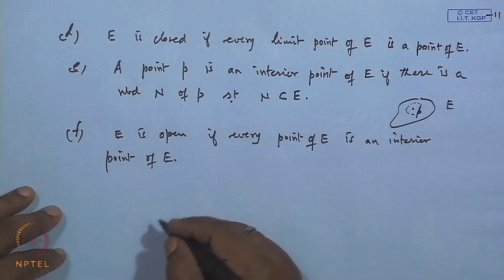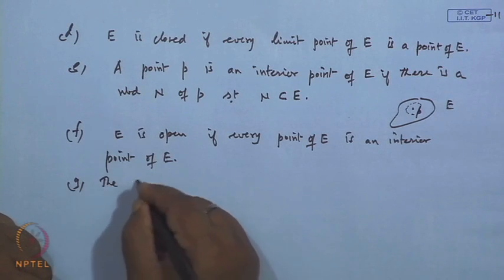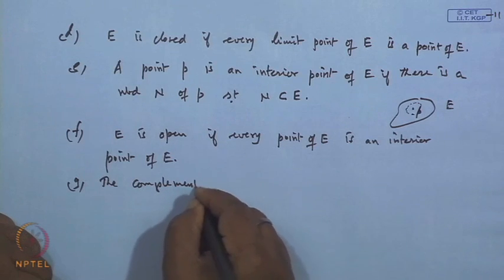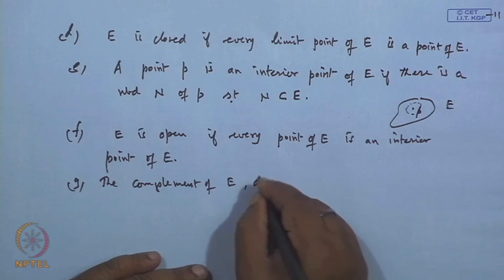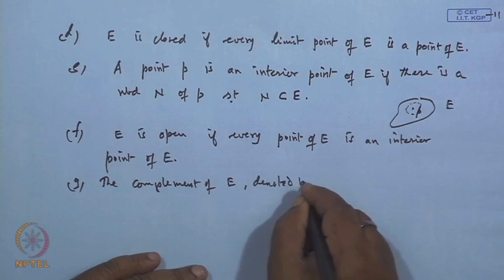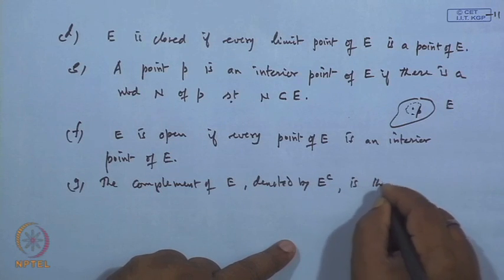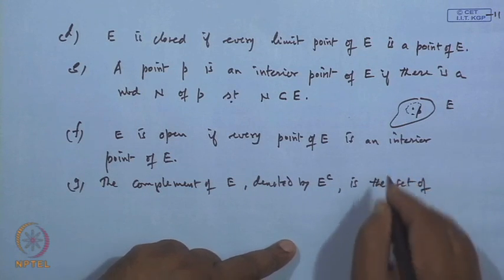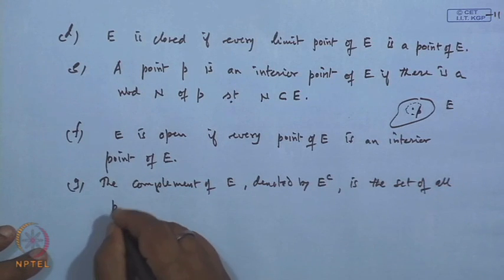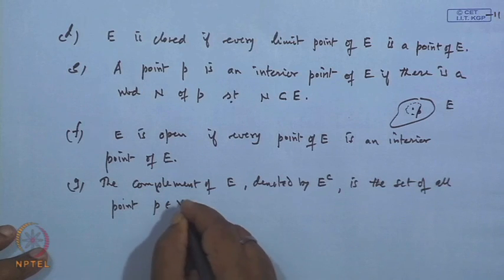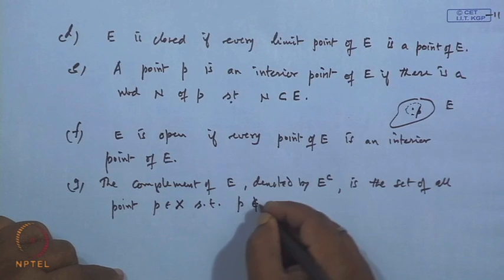Then, G, complement. The complement of E, denoted by E C, is the set of all points P belonging to X such that P is not in E.